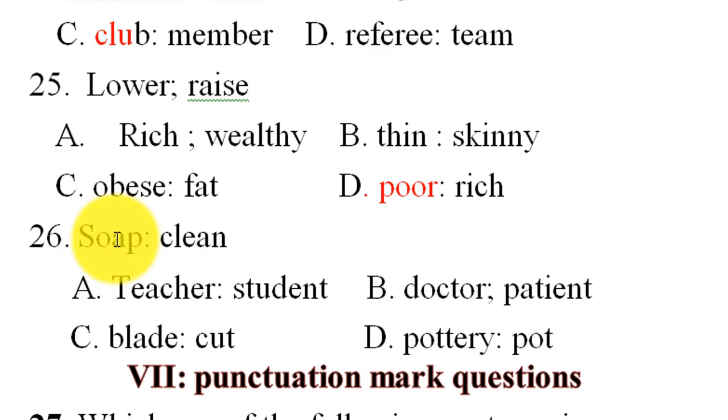And the other one is soap, clean. The function of soap is to clean. Yes, right, this is the relationship. The word relationship here: teacher, student, no; doctor, patient, no; blood, cat? The function of blood is... Right now for the go here: blood, cat.